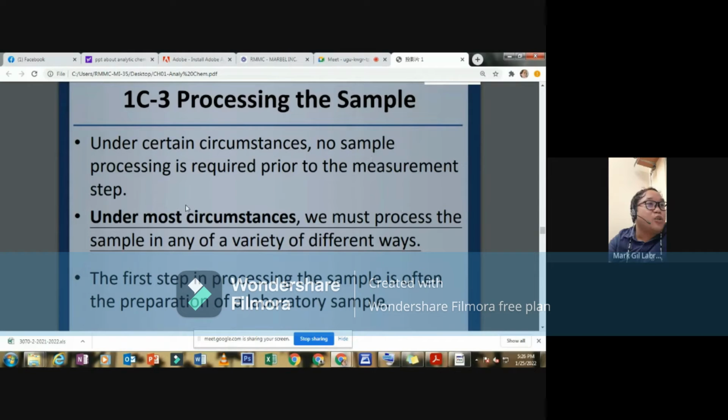So dito, on step 3, anong ibig sabihin nito? That under certain circumstances, no sample processing is required prior to the measurement step. What does it mean? Na pwede ka lang magkuha ng sample, sir, along experiment. Hindi ka pwede magkuha ng sample before. Again, yes, Mark Joe. You can only get the sample after doing the experiment, or you cannot get the sample before doing experiment. Parang ganun.